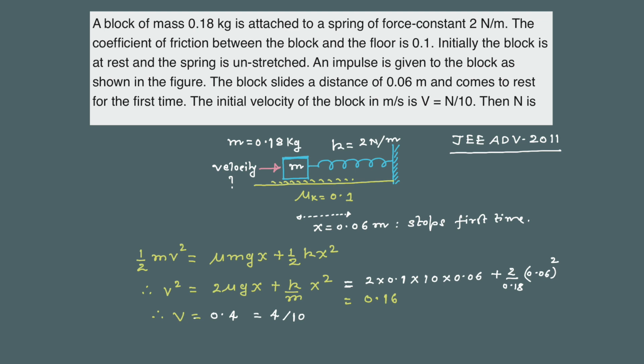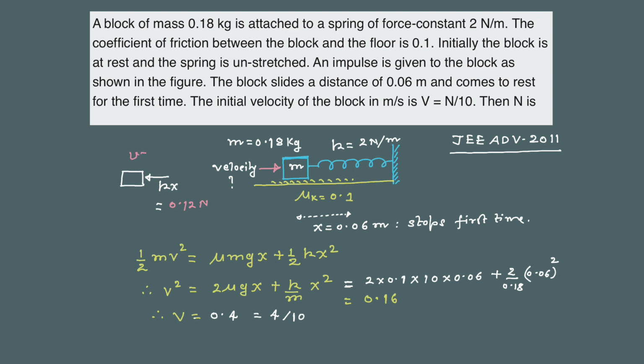So let us discuss the solution. After the block stops, for a moment, assume that there is no friction for a moment. From this side, there is spring force, that is kx, and this kx value will be equal to 2 into 0.06, that is 0.12 Newton.